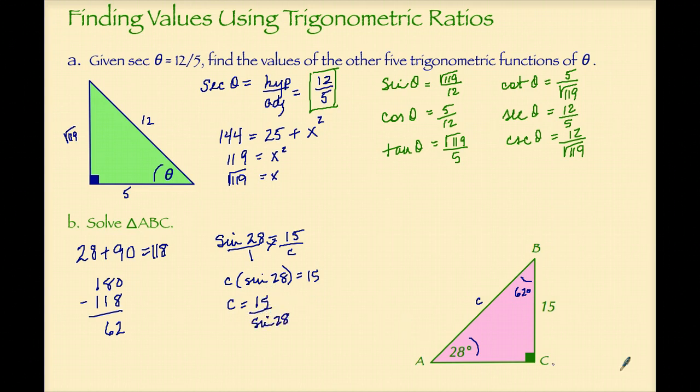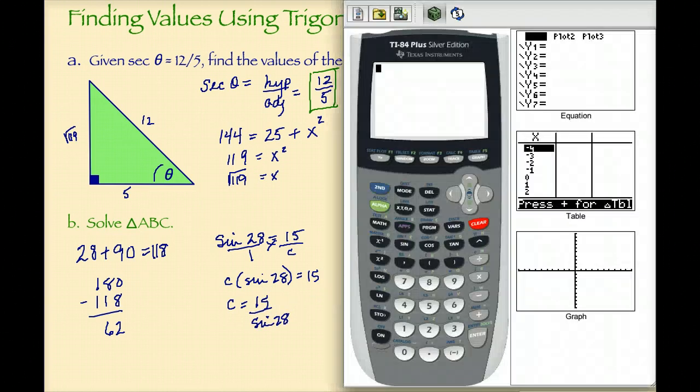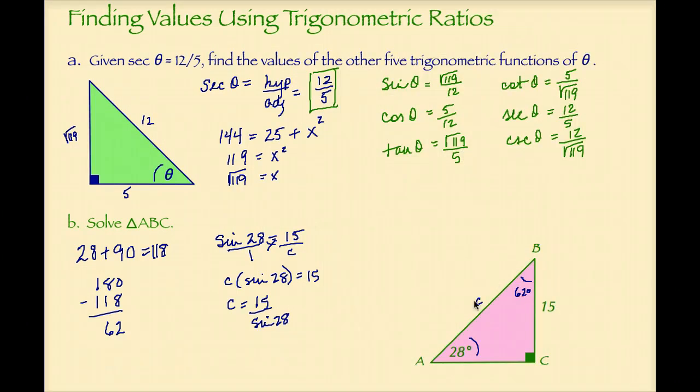So once we have this set up, let's get the calculator. Make sure that your mode is correct. When you're switching back from radians to degrees, it's very easy for it to be in the wrong mode when you're calculating a value. Since we're using degrees in this problem, the calculator needs to be in degrees. We need 15 divided by sine of 28. And as you can see, this value is very close to 32. So we'll let the small letter c be 32, the length 32.